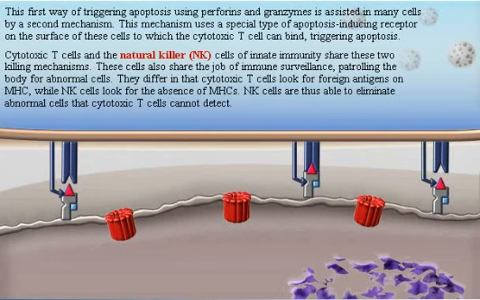Cytotoxic T cells and the natural killer cells of innate immunity share these two killing mechanisms. These cells also share the job of immune surveillance, patrolling the body for abnormal cells. They differ in that cytotoxic T cells look for foreign antigens on MHC, while NK cells look for the absence of MHCs. NK cells are thus able to eliminate abnormal cells that cytotoxic T cells cannot detect.